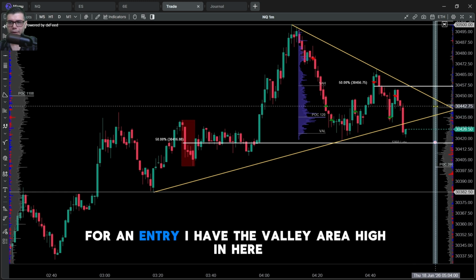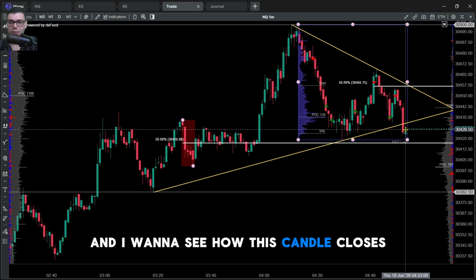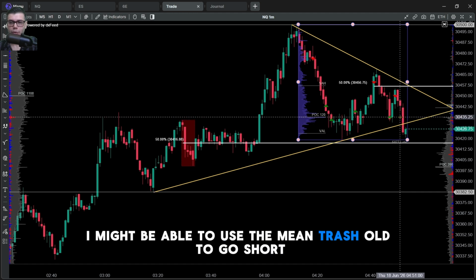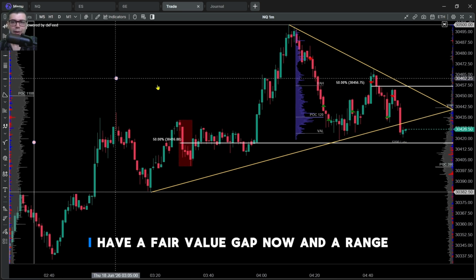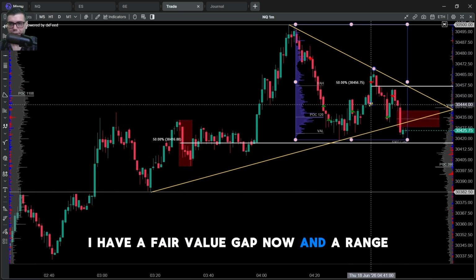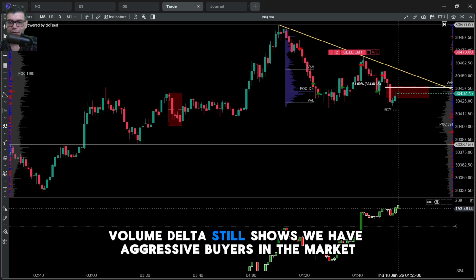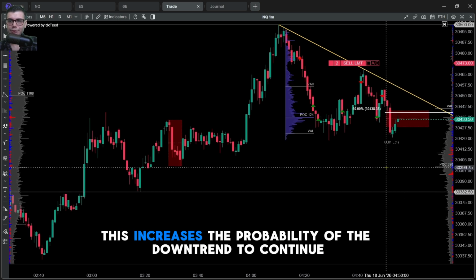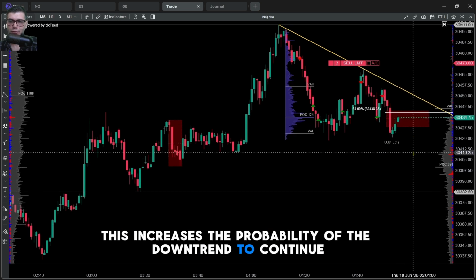For an entry, I have the value area high in here, and I want to see how this candle closes. If we have a fair value gap, I might be able to use the mean threshold to go short. I have a fair value gap now and a range. Volume delta still shows we have aggressive buyers in the market, but they are not making a new high. This increases the probability of the downtrend continuing.